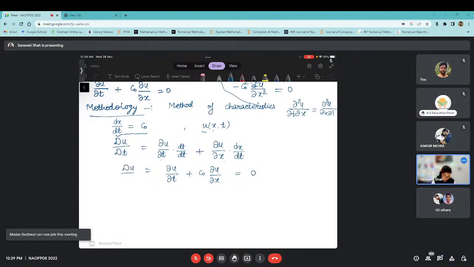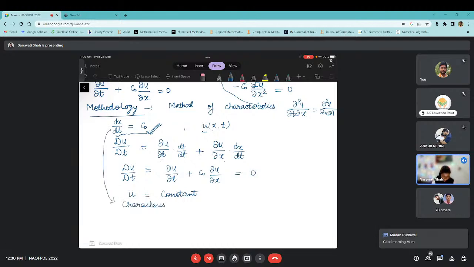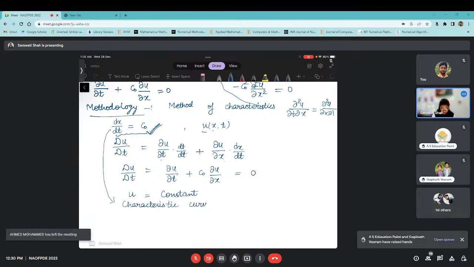It means as soon as we are taking the ordinary differential equation dx upon dt equals to c naught, then the total derivative of u with respect to t becomes 0. It means along this curve, u is constant. So these curves are known as characteristic curves.